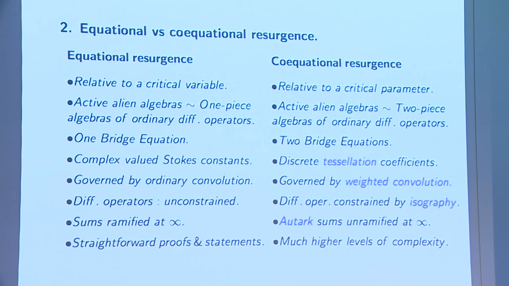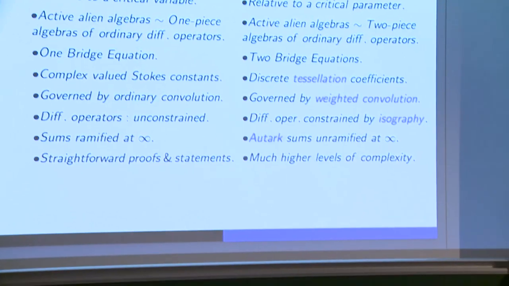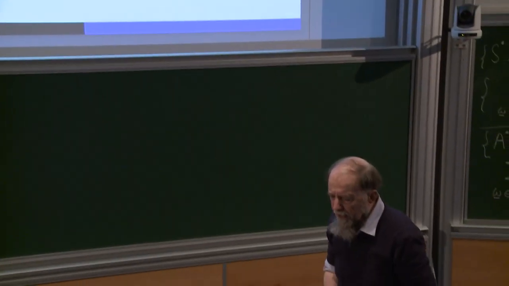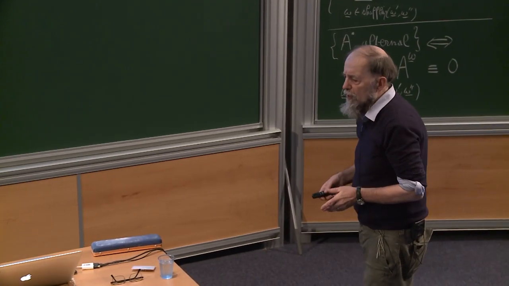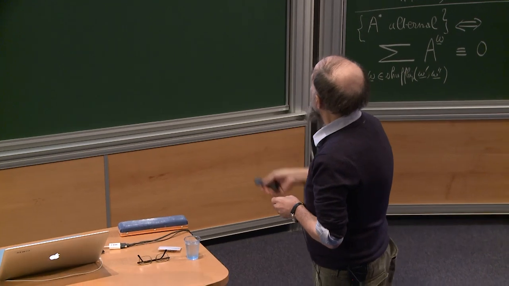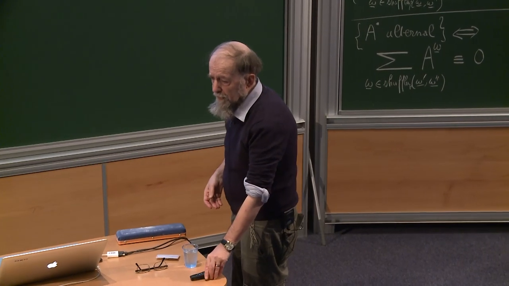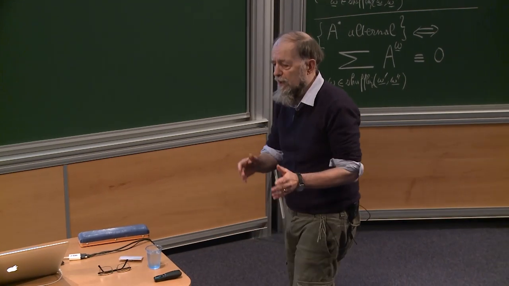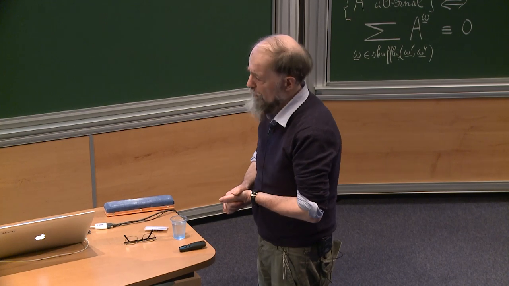And then, as I said, with equational resurgence, the differential operators to which the active alien algebra is isomorphic can be anything, they are not constrained. With coequational resurgence, they are heavily constrained. They kill a certain two-form, which we call the isographic form.